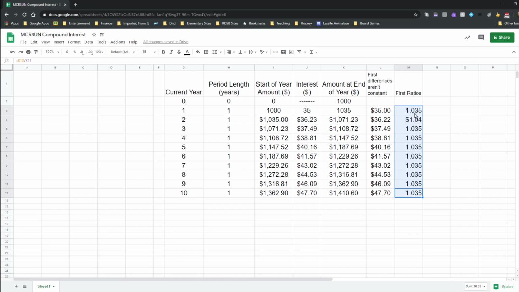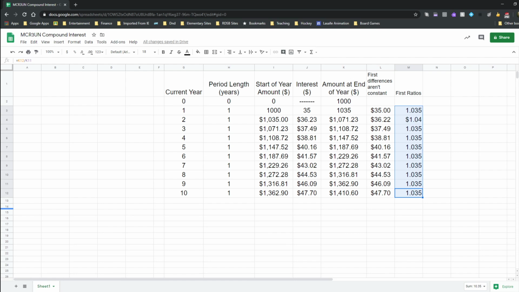Now, this one here is a little bit off simply because of how this was rounded. Remember that this was 36.225, and it rounded off downwards, okay? But technically, it is pretty close to 1.035. That is a common first ratio. And if we have a common first ratio, chat, what kind of function is compound interest? That is correct. It is an exponential.